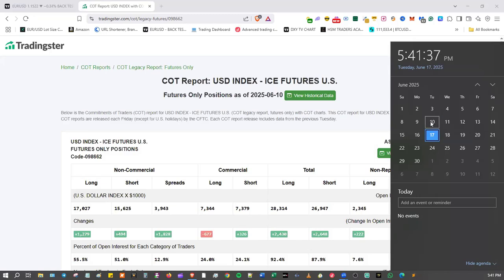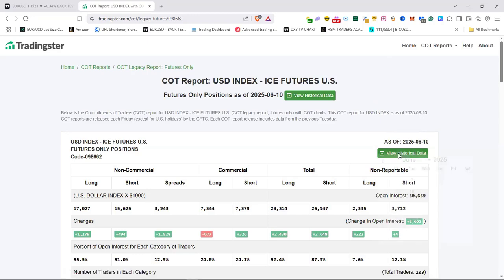So the month of June, what are the smart money, what were they doing on DSY? Are they increasing their long positions? Are they decreasing their short positions? What were they doing? So let's start from the Tuesday, which is the first week in the month of June.